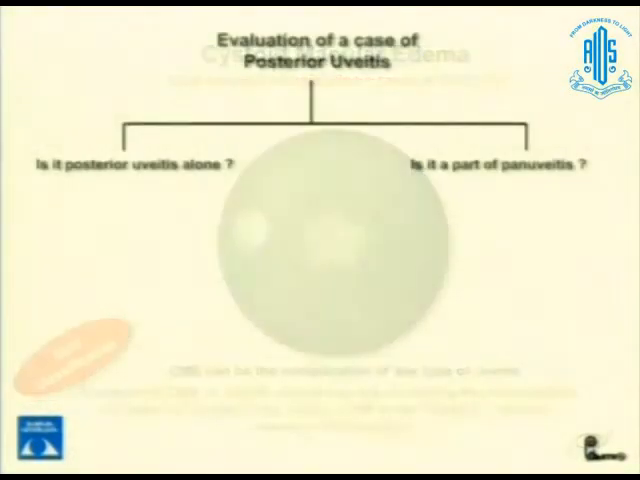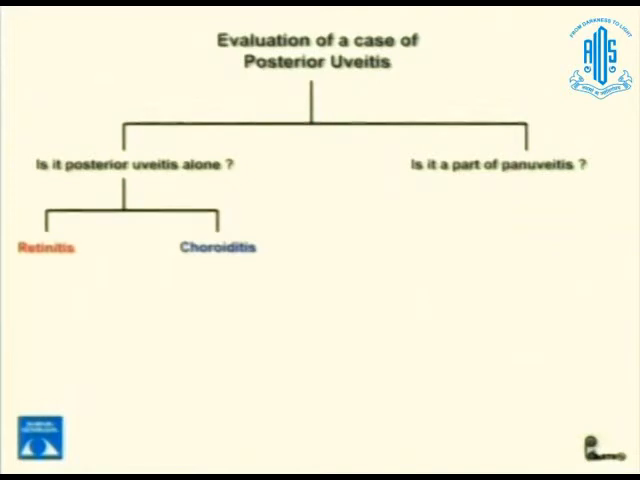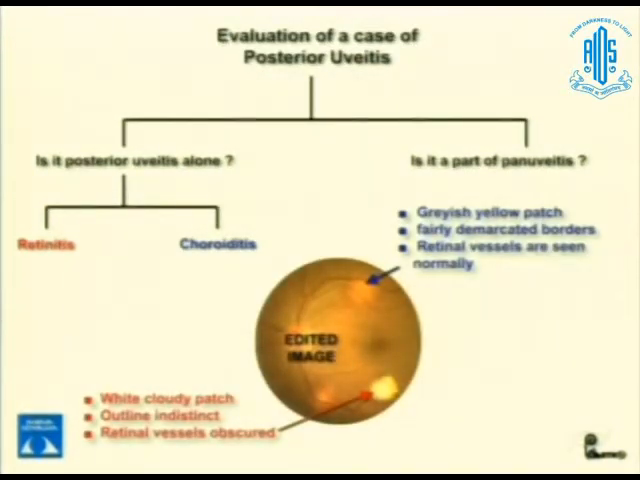Okay? So now, if you are evaluating a case of posterior uveitis, two questions are very important: whether it's a case of posterior uveitis alone or part of panuveitis. So you have to rule out other primary sources of inflammation, whether inflammation is present in the vitreous or the anterior chamber. If it is a case of posterior uveitis alone, then you have to differentiate whether retinitis or choroiditis is there. So retinitis and choroiditis can be differentiated. This is the edited image. Choroiditis generally presents as a white patch.